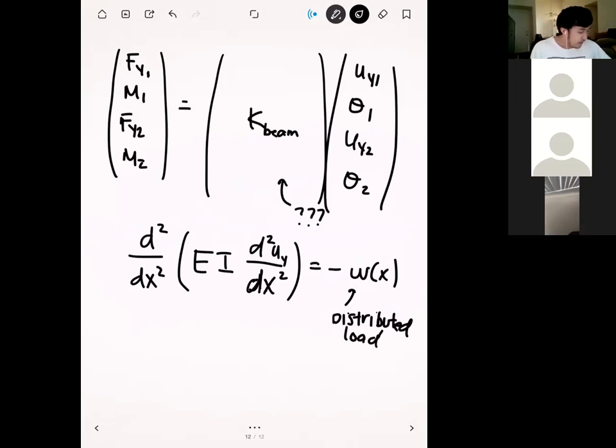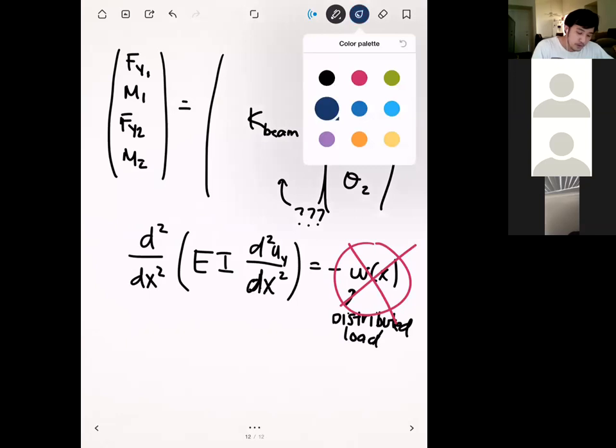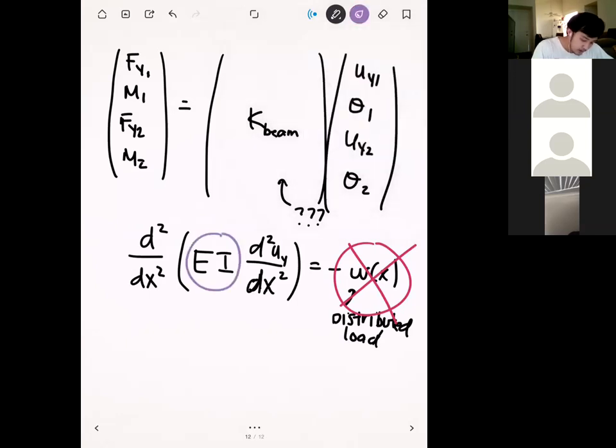This form of the equation is a lot to use, so we're going to make some assumptions. The first assumption is that we have no distributed load, so the right side is going to be equal to 0. The second assumption is that E and I are going to be constants, as we have constant material and geometric properties.